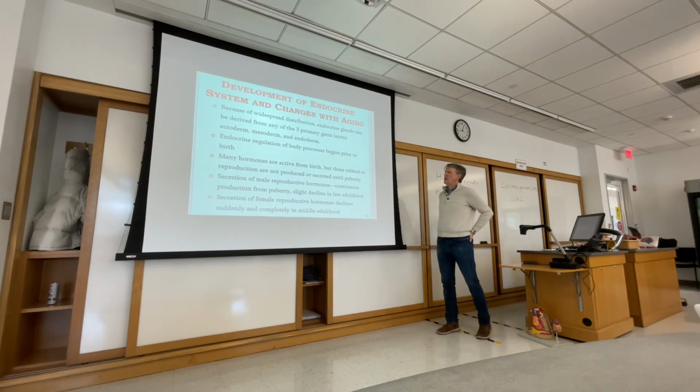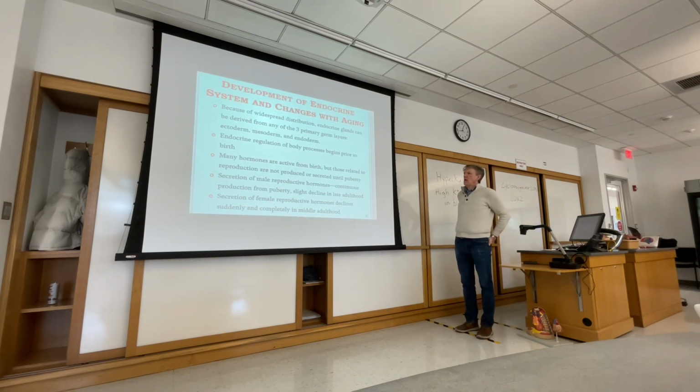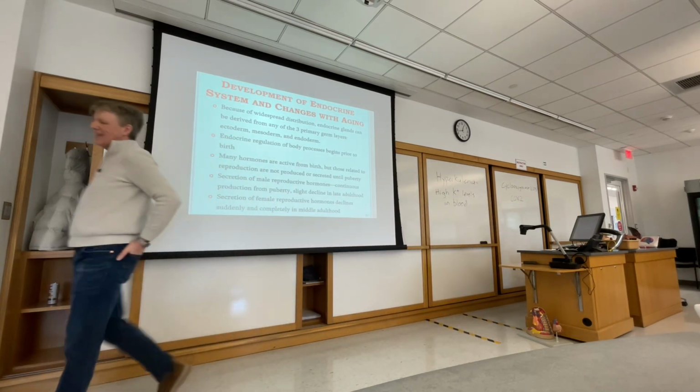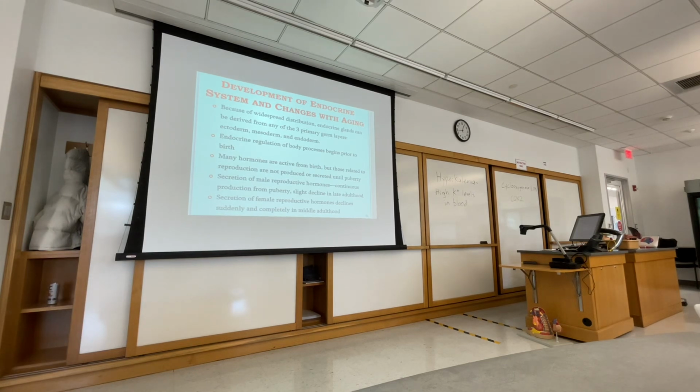Development of the endocrine system changes with aging. So in chapter 29, which we will cover next week, chapter 29 is the last chapter in the book. But like I said, we skip around a little bit. So we'll do 28 first, that's the reproductive system. Then we do 29. 29 is development and inheritance.